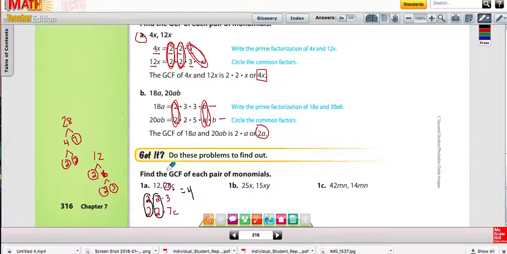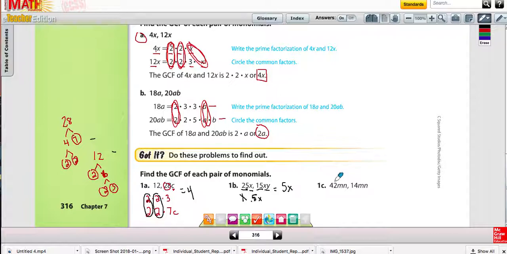Let's look at 1b. Not necessarily writing the factor trees, but just thinking about the coefficients here. What factor goes into 25 and 15? Is it 1? Well, no, because 1 goes into every number, and 1 might be the greatest common factor in some cases, but in this case, they both end in 5. So the greatest common factor is 5. Now let's look at their variables. There's an x and an xy. What do they both have in common? They both have an x in common. So 5x is the greatest common factor for 1b.